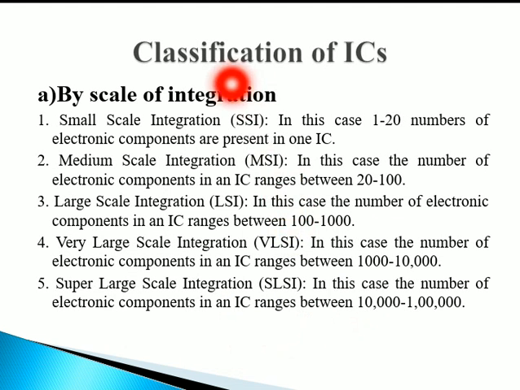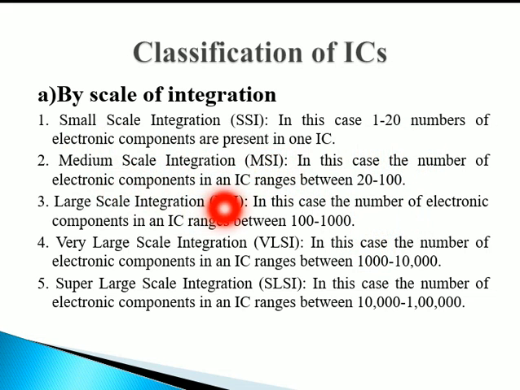Next, classification of ICs. Basically there are three types of classification. One is by scale of integration. First we will see that, by scale of integration. Based on the scale of integration, meaning how many electronic components you can put into one IC, small scale integration means you can put 1 to 20 electronic components in one IC.